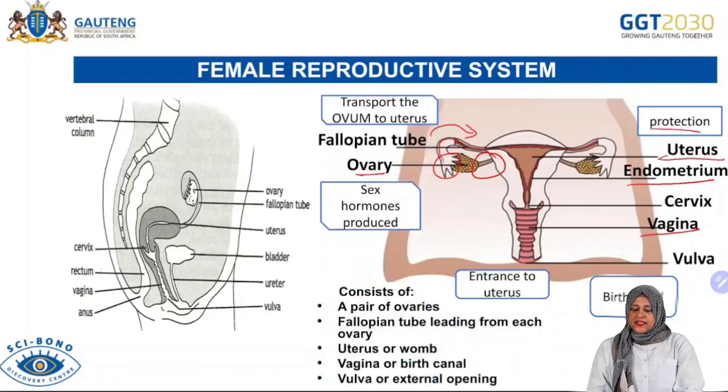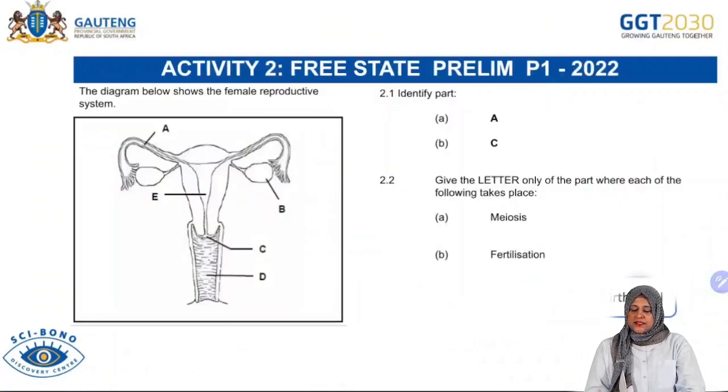Right, let's look at a question. Identify part A. Now, if you look at part A, it is the fallopian tube. C then would be, we spoke about this, the cervix, or the opening to the uterus. Give the letter only of the part where the following takes place: meiosis. Now remember, meiosis takes place in a specialized gland we spoke about, and that is B, which is your ovary. But because it says letter only, you will say B. And where fertilization takes place, that will be your fallopian tube. Therefore, that answer is A.